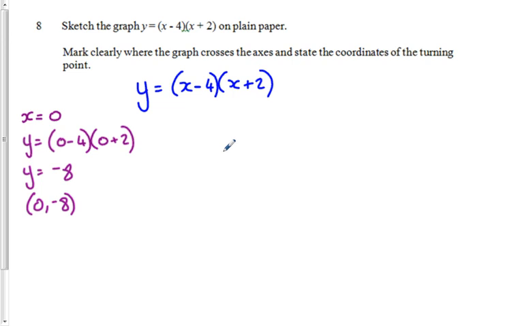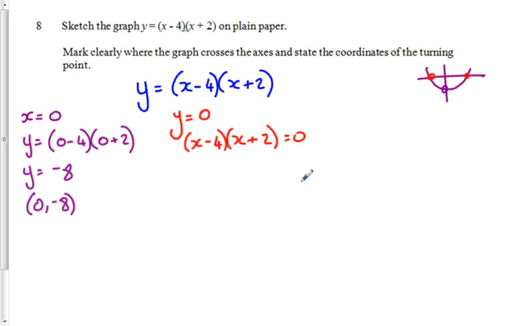Next up, we need to find our roots, or the 2 points that this curve crosses the x-axis, because we know it's going to look something like this. We've already found our y-intercept. Now we need to find our 2 x roots. So those happen, as you can see, when y equals 0. So when y equals 0, (x minus 4) multiplied by (x plus 2) equals 0.